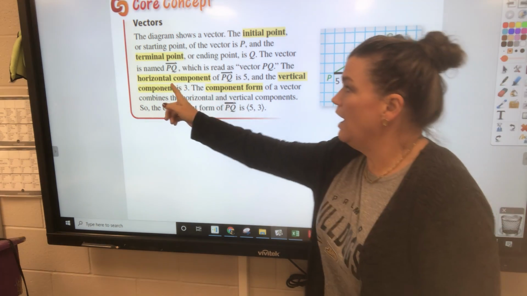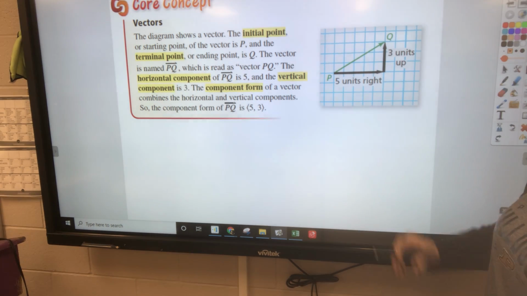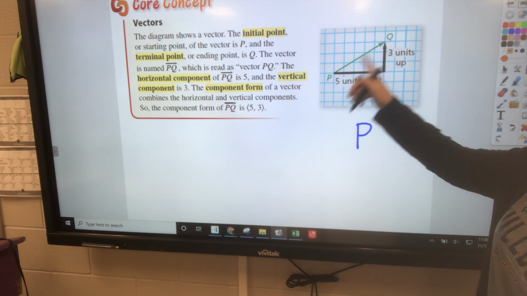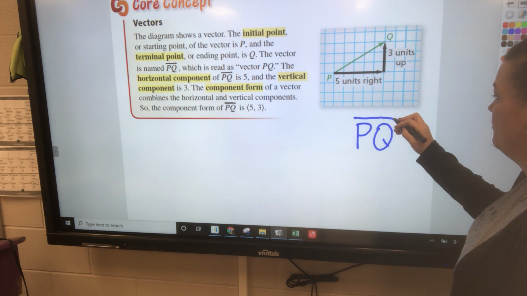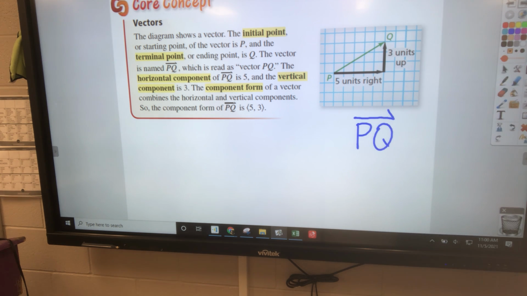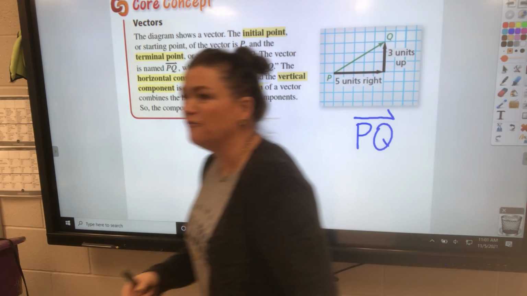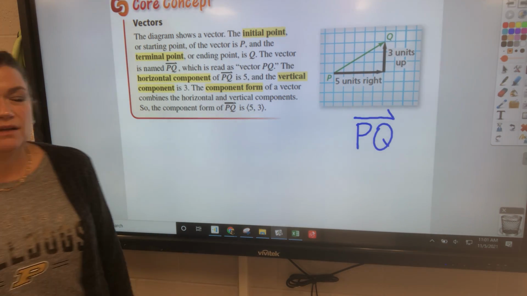Okay, so anyway, how do I name this? Similar to a ray, I use the starting point and the ending point, but do you remember from yesterday? You do the little one. It's half of an arrow, right? It's just half. That's what it looks like. We didn't go over that yesterday? Might be, okay? I'm sorry. If we didn't, we're doing it now. So this is how you name it, okay?